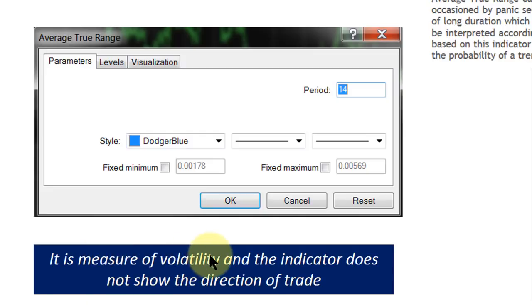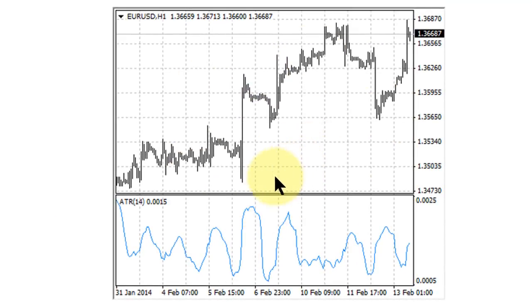It is a measurement of volatility. It does not help you with direction of trade. So if we look at this chart that MT4 provides, it is saying, okay, there's a time of low volatility, low, and then it shoots up. You can actually see it on the chart.